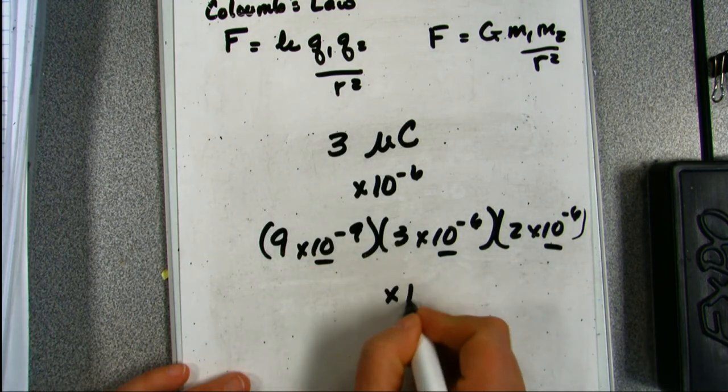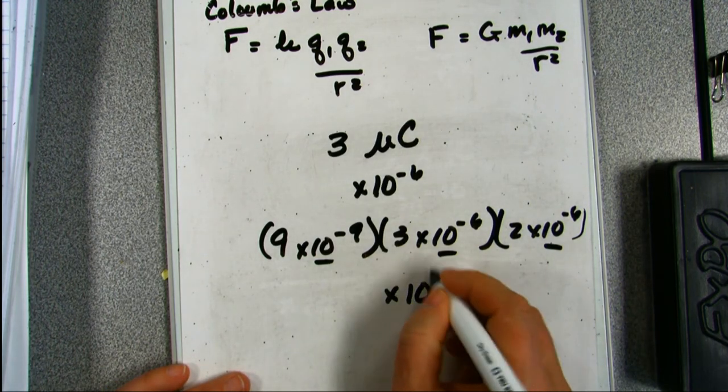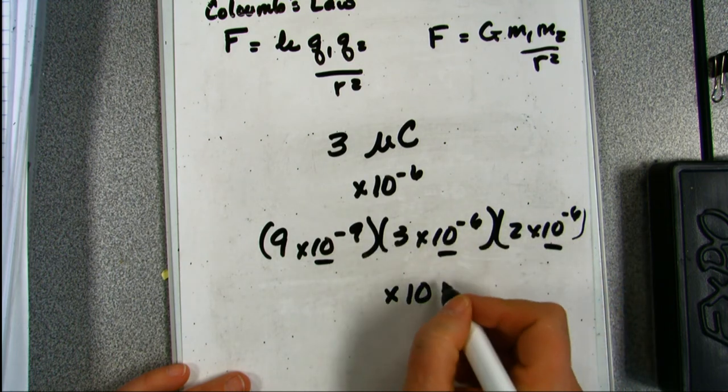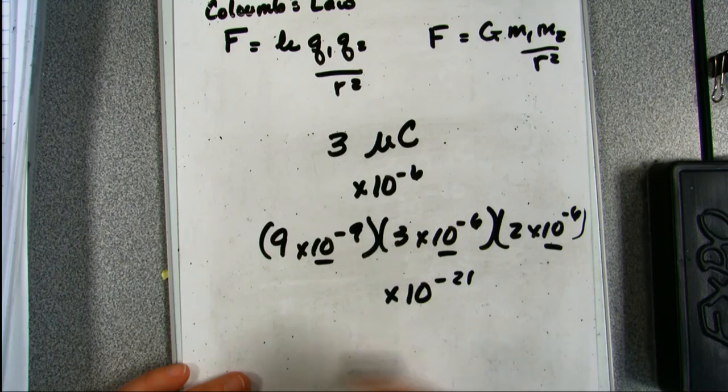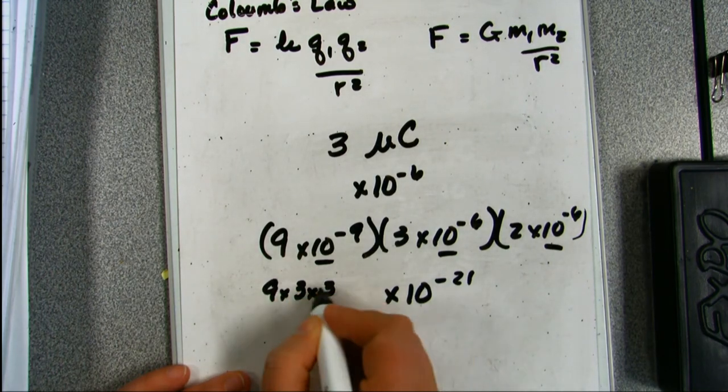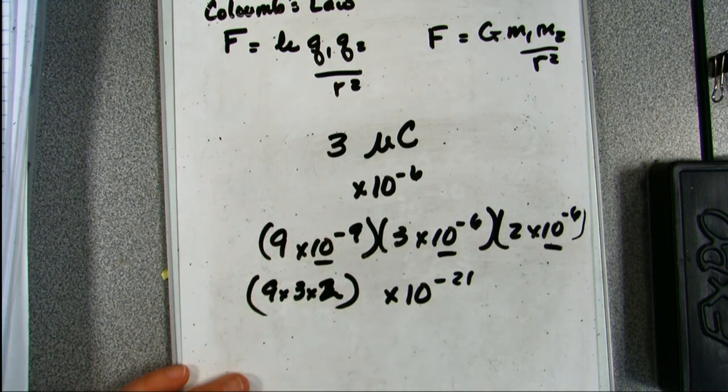So this is easier to do: 10 to the, I got minus 9, I got minus 6, so that's minus 12. This becomes minus 21. And then I've got 9 times 3 times 3, or 2. And that's a heck of a lot easier to deal with in my calculator. Particularly if you have that blue and white calculator. That blue and white calculator is a pain in the tushy to do exponents on.